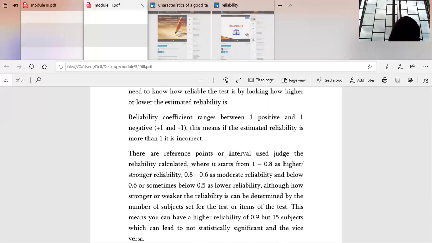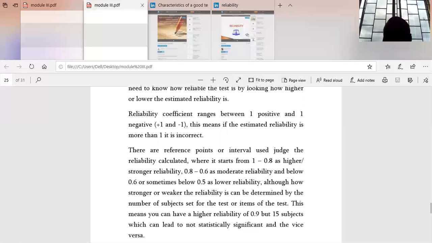From 0.7 to 0.5, that is moderate. From 0.4 to 0.1, that is low. And then if it is zero, it means that there is no reliability. There's no consistency. Not positive, not negative, no consistency. And actually it cannot happen.